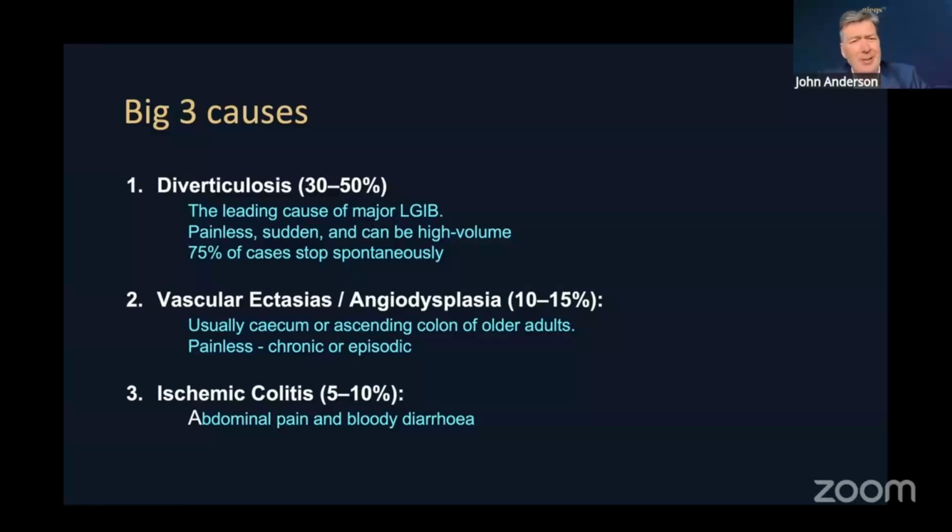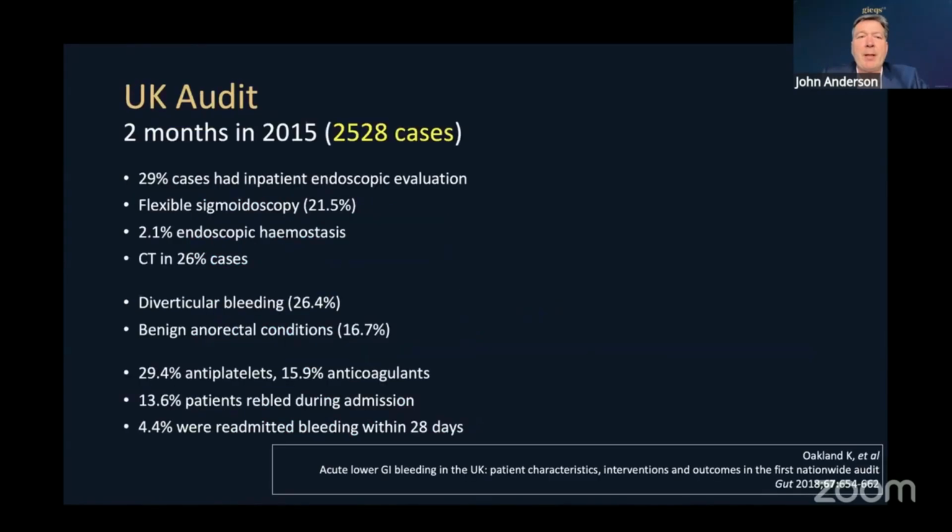I'm not sure that is true, and I'll give you some evidence to suggest maybe otherwise. But historically, diverticular disease plays a big role here. Angiodysplasia, ischemic colitis, as I say, I'm not so sure. I think there are local benign anorectal things which can present and be precipitated by anticoagulants.